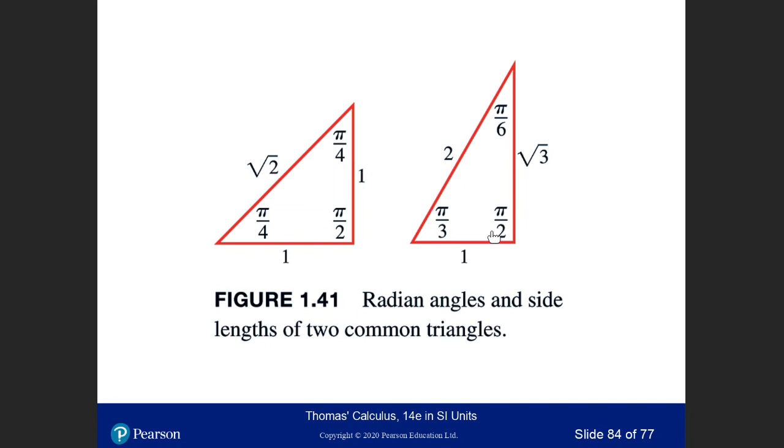Here you have another right triangle. This is pi over 2, this is pi over 3, and pi over 6. If you add these, you again have pi over 2, so the straight angle is 180 degrees. Now, if this is 1, and this is the square root of 3, then you get this 2 by Pythagoras: 1 squared plus the square of this.